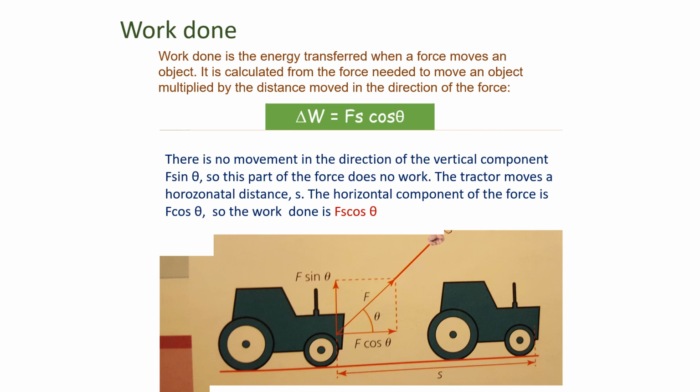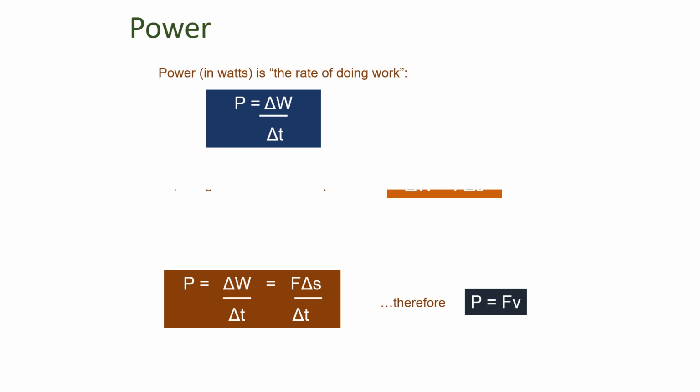The diagram there just shows pulling a toy tractor along at an angle theta to the horizontal, and the tractor moves a distance s. There is no movement in the direction of the vertical component F sine theta, so this part of the force does no work. The tractor moves a horizontal distance s. The horizontal component of the force is F cos theta. So the work done is Fs cos theta. Power in watts is the rate of doing work, and so we can calculate it from the work done over the time taken.